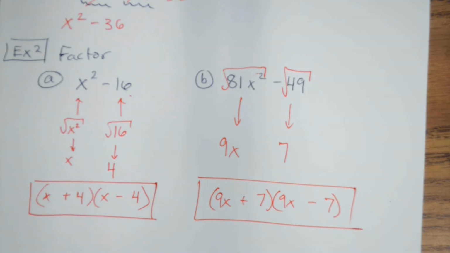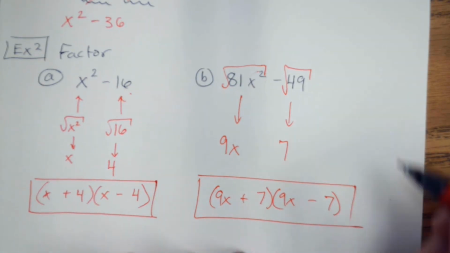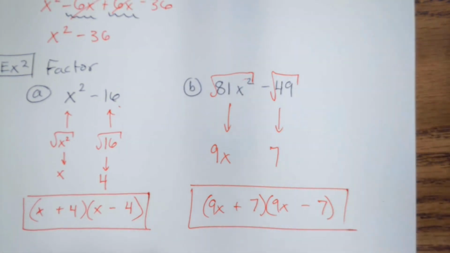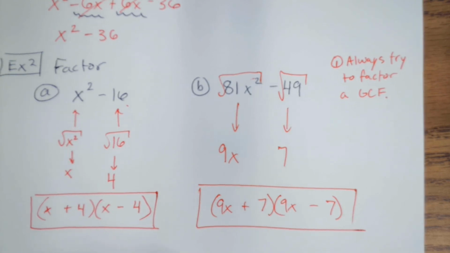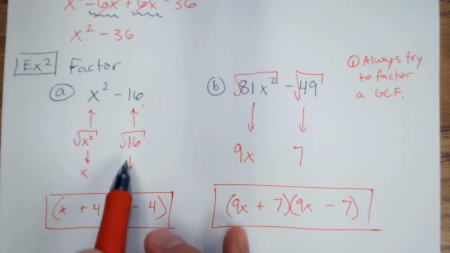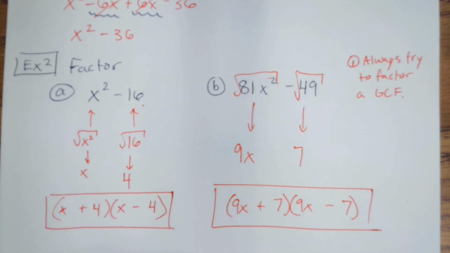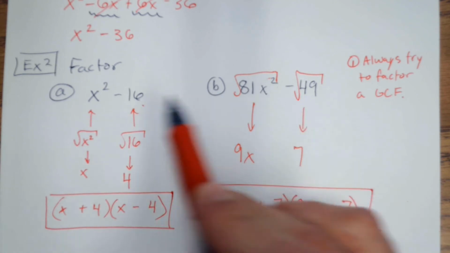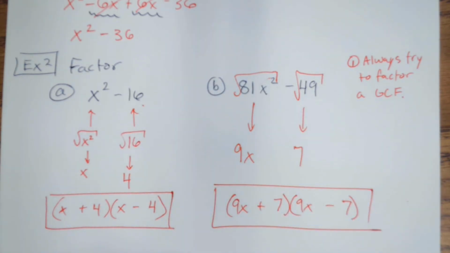It's not always this easy, but the first thing that I'm trying to do is always factor out a GCF. So always try to factor out a GCF. And then the second thing that I'm doing, if I can't do that, is check to see if I have perfect squares, meaning square root each term. Actually, I do have to check to see that this is a minus in between, so maybe I'll write that.